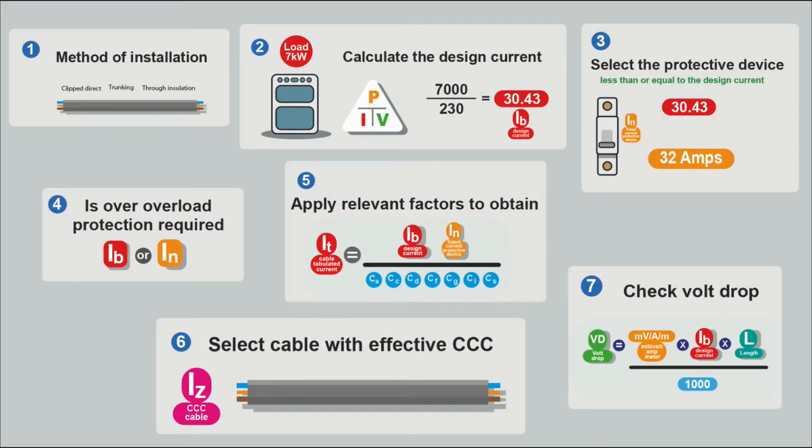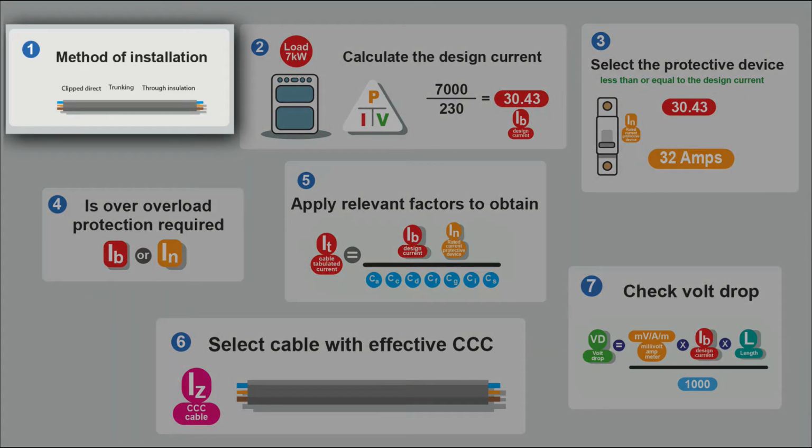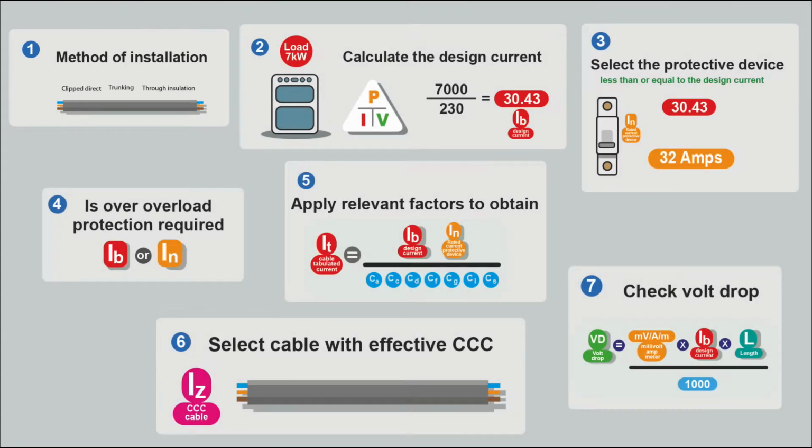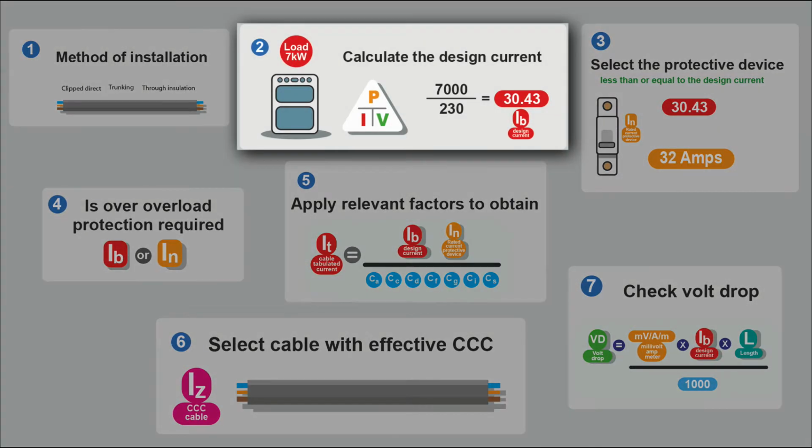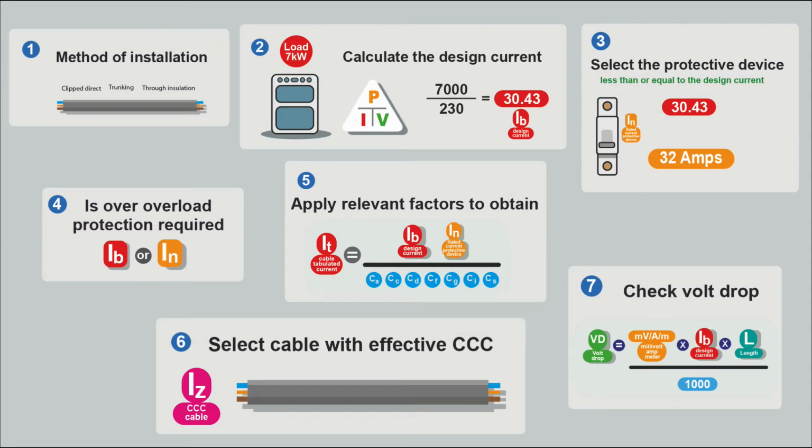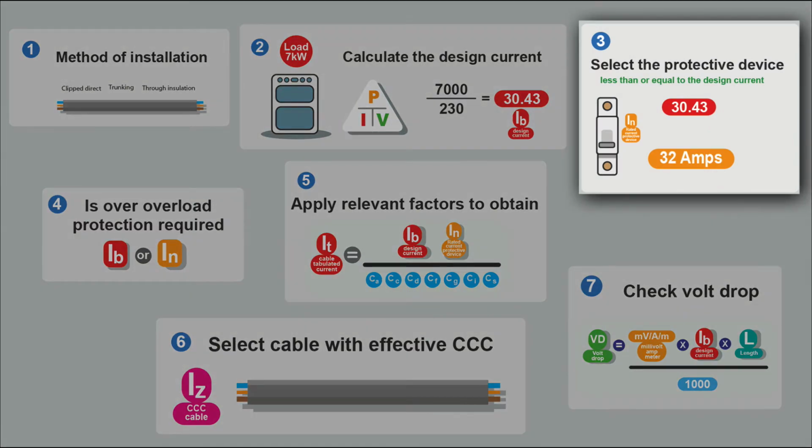So these are the steps we're going to follow when we're doing our cable calculations. First of all, we need to know how the cable is going to be installed. Is it going to be clip direct? Is it going to be in trunking? Is it going through insulation? Then we need to know our load. What are we actually powering? So we need to calculate the design current. And once we have the design current, we can choose the size of our protected device.